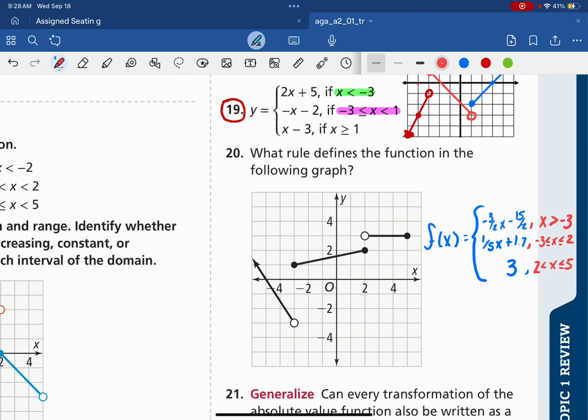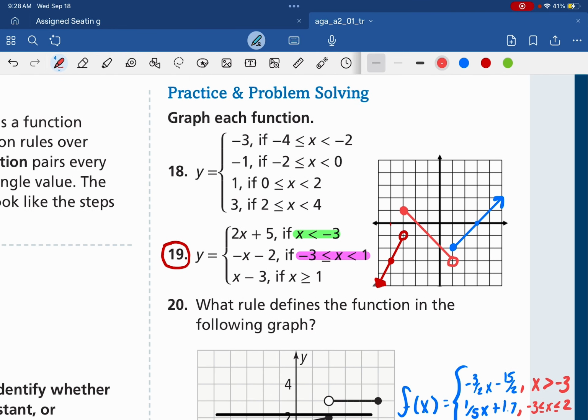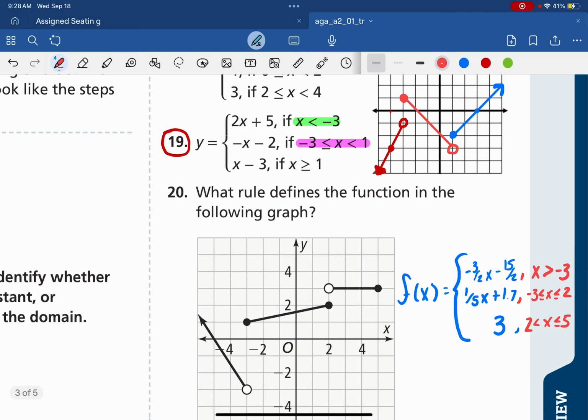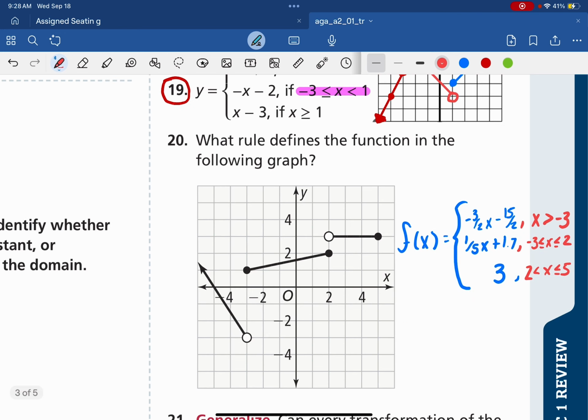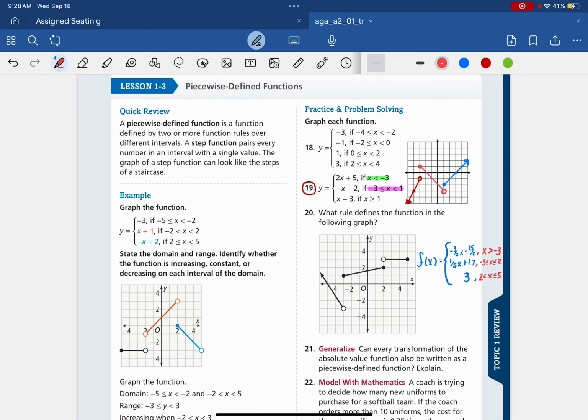And that's it. So on your test, you're going to be expected to, if I give you the function, find the graph, or if I give you the graph, find the function. And it'll be all multiple choice. So you just make sure that you know how to figure that out.